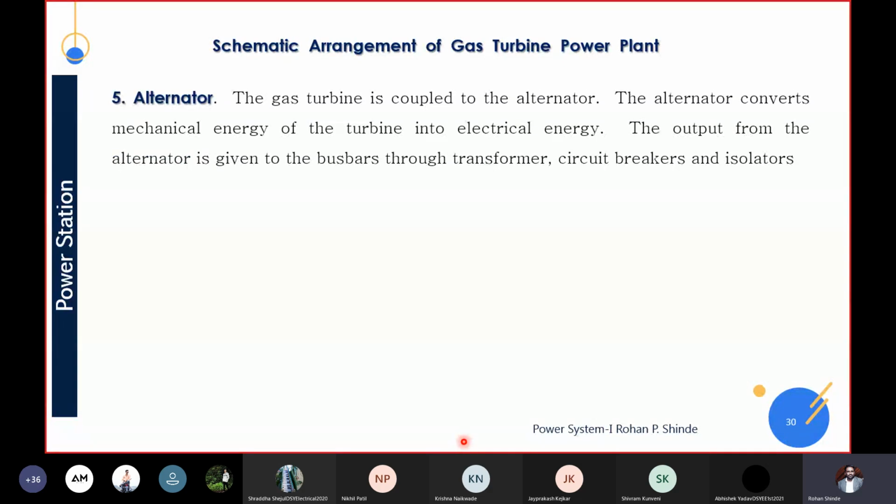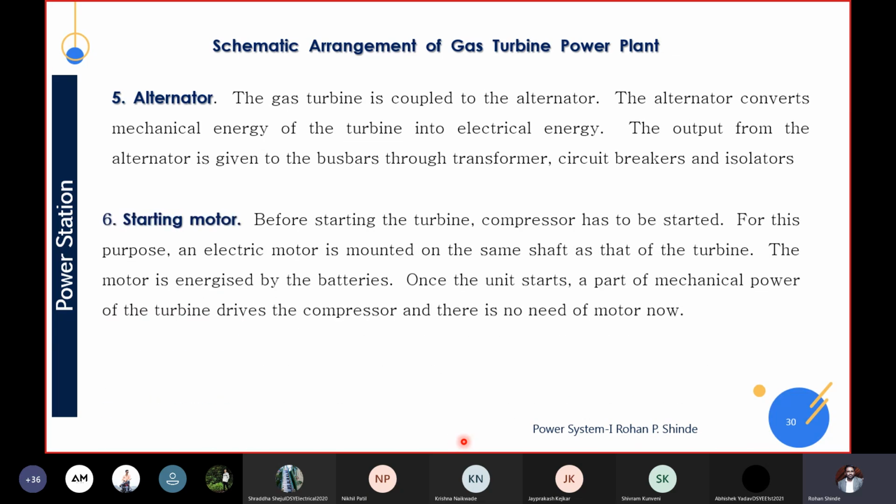The last part is nothing but the alternator. So the gas turbine is coupled to the alternator, so the alternator converts the mechanical energy of the turbine into electrical energy. The output from the alternator is given to the bus bar through the transformer, circuit breaker and isolators. And the last is nothing but a starting motor.